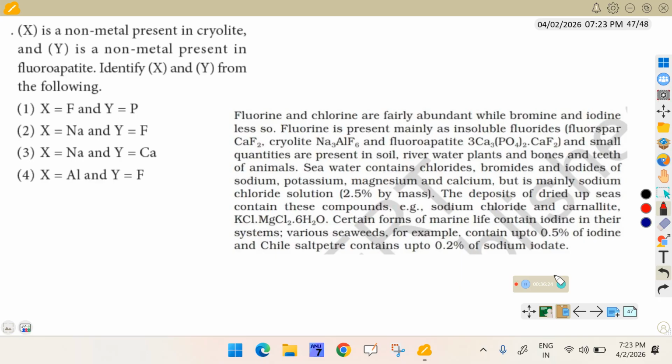X is a non-metal present in cryolite and Y is a non-metal present in fluoroapatite. Identify X and Y from the following. The non-metal in cryolite is fluorine and the non-metal in fluoroapatite is phosphorus. Fluorine and phosphorus. First option is correct.